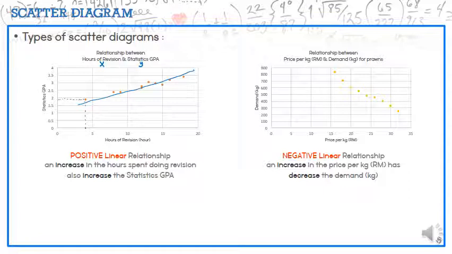In the next diagram, I've plotted the relationship between price per kilogram and demand for prawns. And as you can see here, there is a pattern where as X increases the price, the demand decreases. So there exists a negative linear relationship between price per kilogram and the demand for prawns.